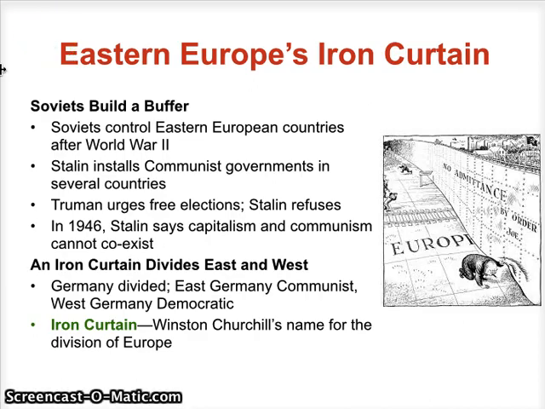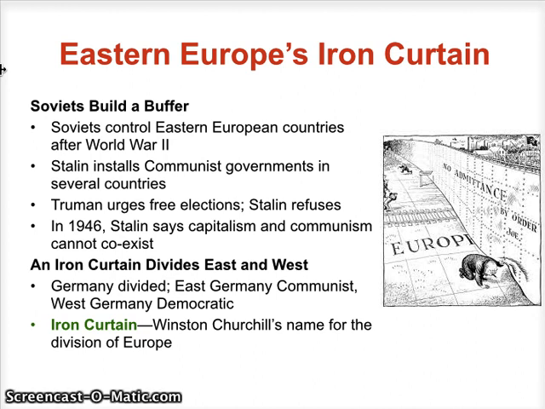There ends up being what we call an Iron Curtain developing. So the Soviets end up becoming a very defensive people with their occupation of Eastern Europe. So the Soviets are controlling the eastern part of Europe after World War II. And Stalin immediately installs communist governments in several of these countries.